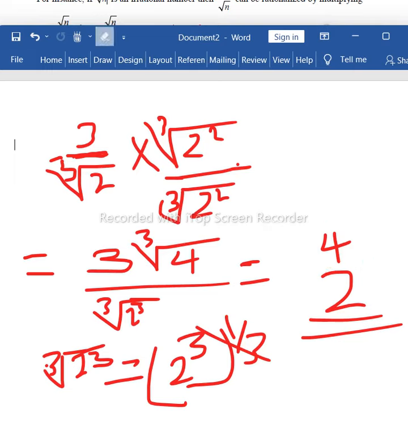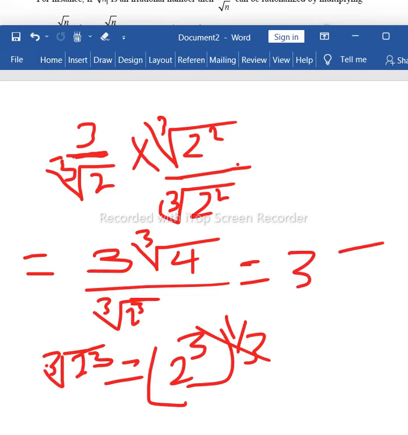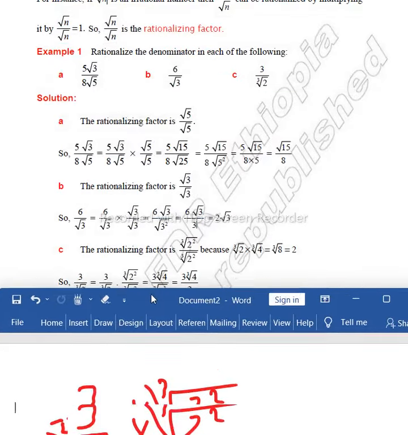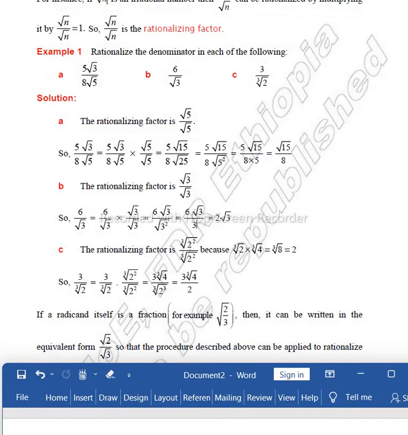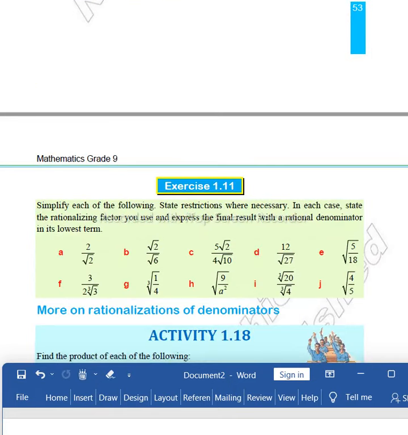Here we write this like this. As we know, 3 here is 3, and again we have 3 cube root of 2 to the power of 2 over 2, sorry, over 2. This is the final answer for this equation. Yeah, it's here 3 cube root of 4 over 2. So this is all about it. If you have any question or suggestion, you are welcome.